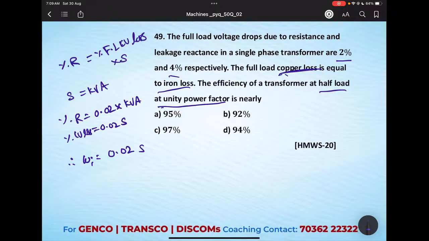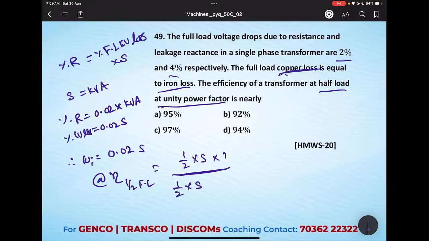And what they are asking is the efficiency of the transformer at half load. We need to calculate efficiency at half of full load. So it will be 1/2 into S into power factor, which is unity, so it will be 1 only. 1/2 into S into 1, plus copper losses, sorry, iron losses are 0.02 S.